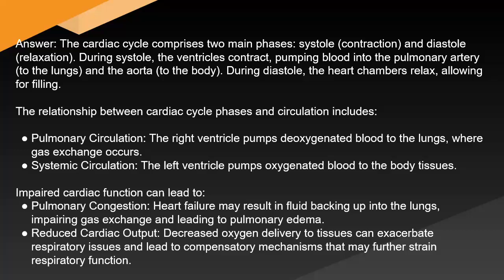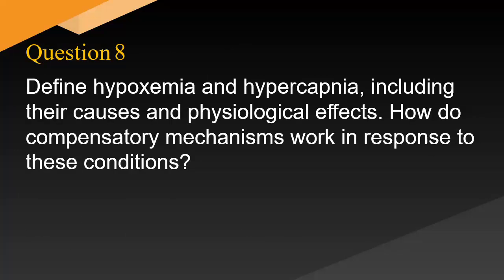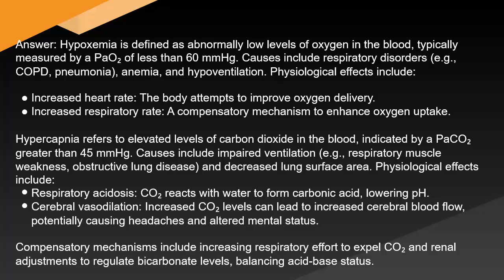Define hypoxemia and hypercapnia, including their causes and physiological effects. How do compensatory mechanisms work in response to these conditions? Answer: Hypoxemia is defined as abnormally low levels of oxygen in the blood, typically measured by a PaO2 of less than 60 mmHg. Causes include respiratory disorders, e.g., COPD, pneumonia, anemia, and hypoventilation. Physiological effects include increased heart rate, as the body attempts to improve oxygen delivery, and increased respiratory rate, a compensatory mechanism to enhance oxygen uptake.